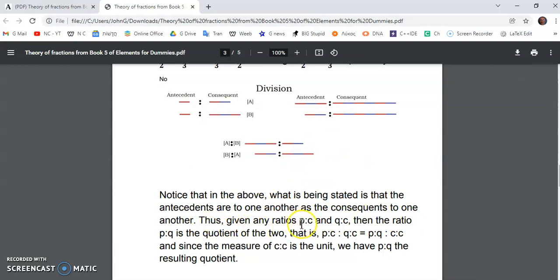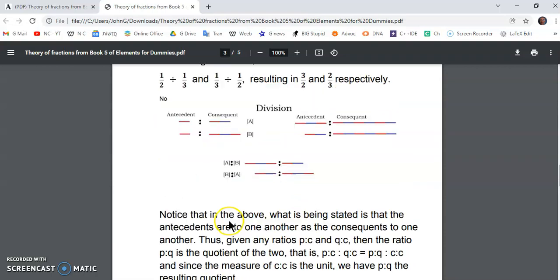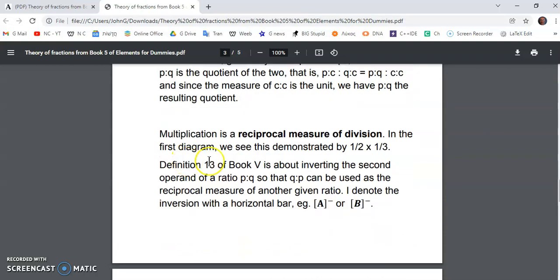So given any ratios P to C and Q to C, then the ratio P to Q is a quotient of these two ratios. Why? Because P to C in ratio to Q to C is the same as P to Q in ratio to C to C. And since the measure of C to C is the unit, we have P to Q, the resulting quotient. It's as simple as that. And that's division defined for you in book 5, okay? And you can check that.